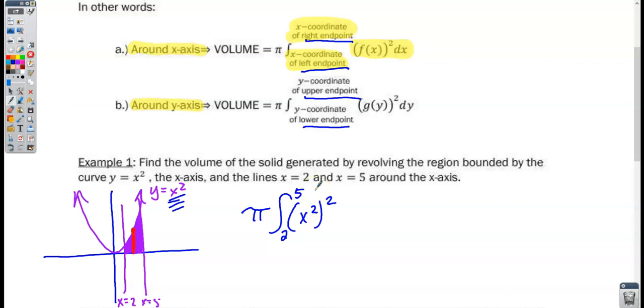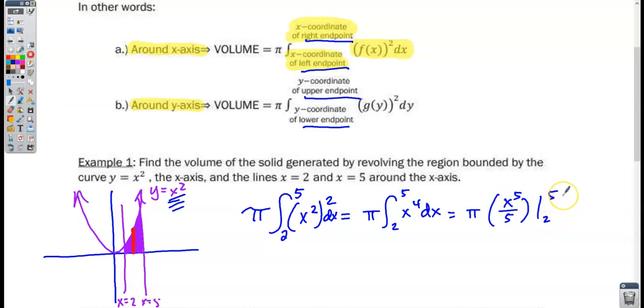I can integrate this by hand, or I can integrate it using my calculator. It's not too hard to go ahead and integrate this by hand. In this case, we've got x to the 4th. We can just go ahead and take the antiderivative of that, which gives us x to the 5th over 5. And then we can evaluate that.